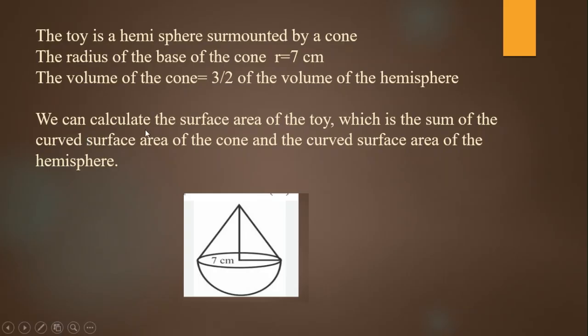We can calculate the surface area of the toy, which is the sum of the curved surface area of the cone and the curved surface area of the hemisphere. Okay, it is very clear. By observing the structure of the toy itself, we can conclude that the surface area of the toy is nothing but the sum of the curved surface area of the cone as well as the curved surface area of the hemisphere.